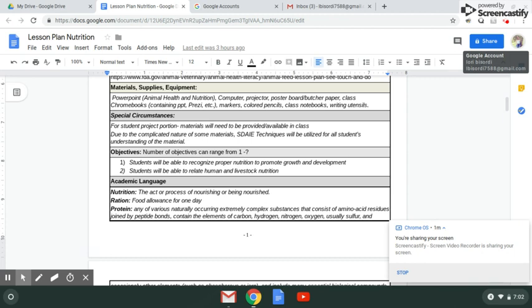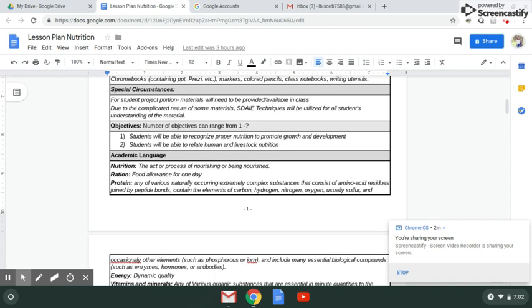Because the project portion allows students to be creative using PowerPoints, markers, pencils, whatever that is, materials will need to be provided in class. Along with the complicated nature of the material, I also mentioned using SDAIE techniques so students understand the material, because not all of this nutrition verbiage is common sense to all of us, or not all of us know it. I know I learned some doing this presentation.